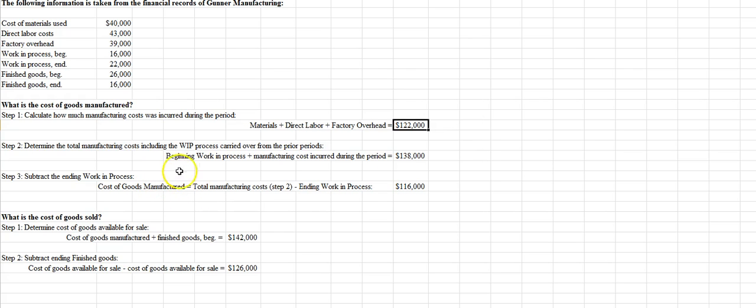My total manufacturing cost is going to include the cost that I incurred this period plus what I transferred over from the prior period, right? What did I transfer over from the prior period? Well, I transferred over my work in process beginning, $16,000. So my total manufacturing cost is the cost that I incurred this period plus what I already had from prior periods. That means that I had $138,000 in total manufacturing costs, right?